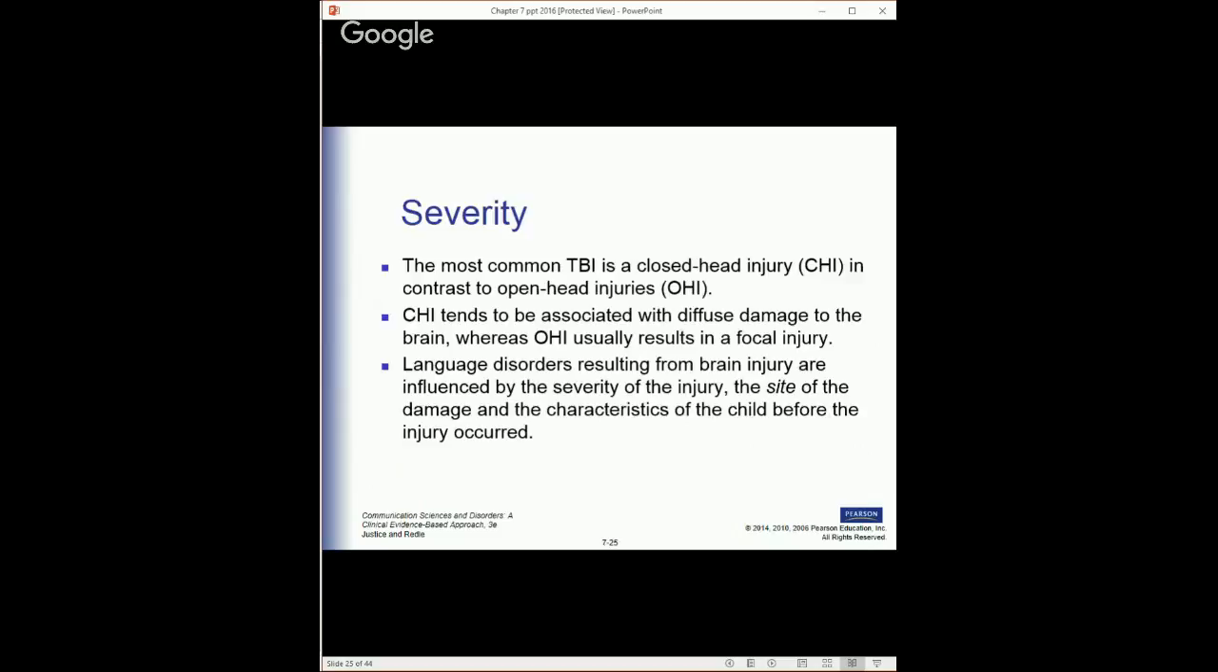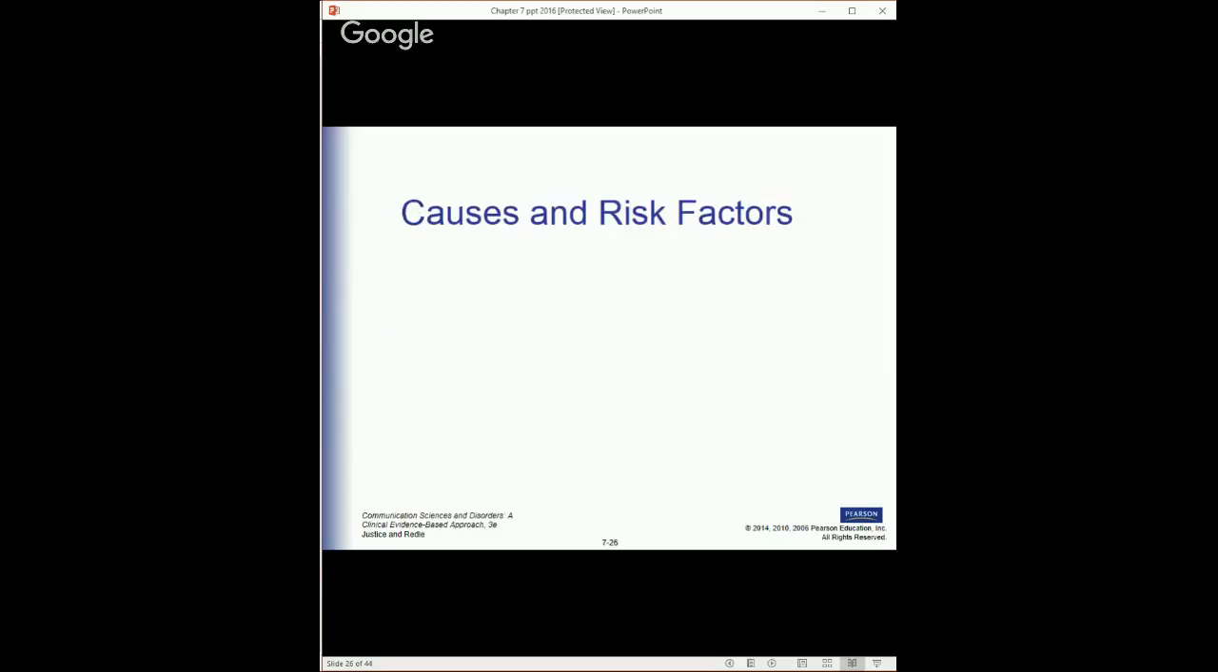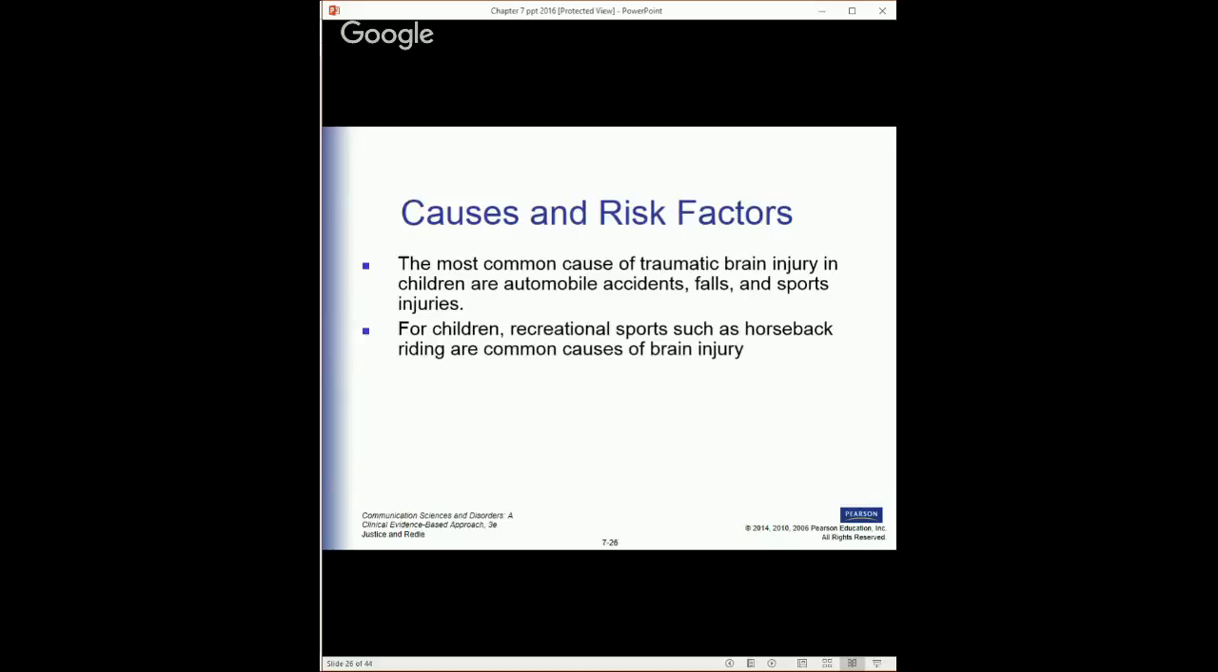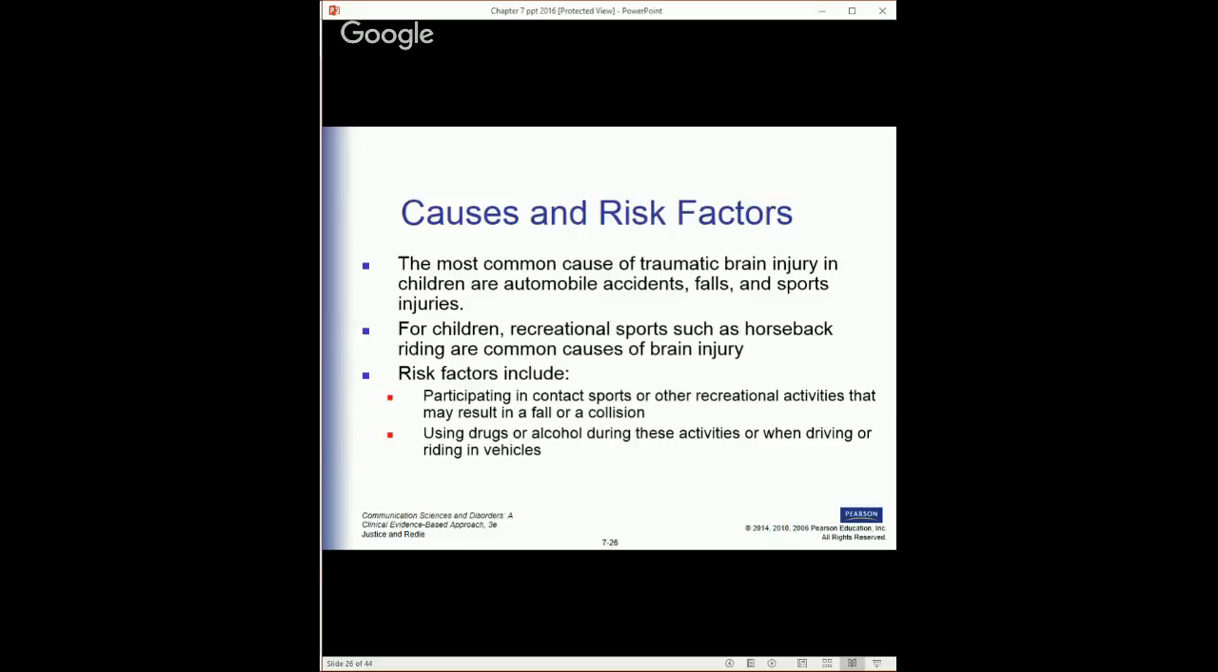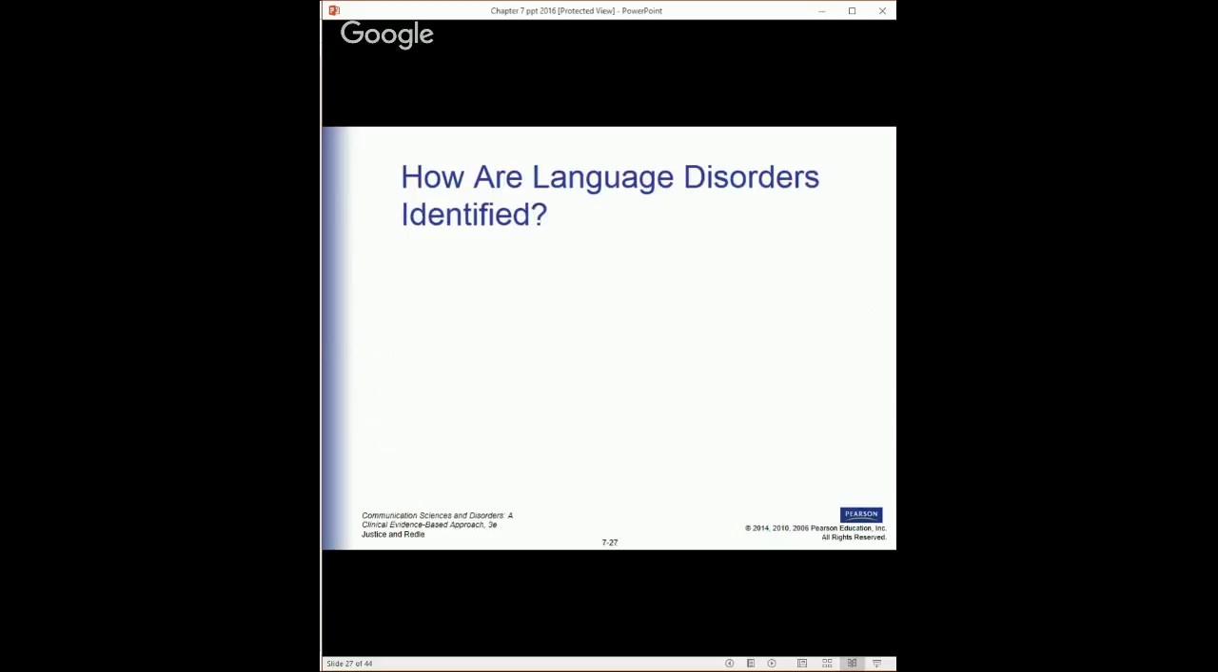Language disorders resulting from brain injury are influenced by the severity of the injury, the site of the damage, and the characteristics of the child before the injury occurred. Here we'll look at the causes that I just went over for the closed head injury, and the risk factors that go along with those causes: participating in contact sports, using drugs or alcohol during activities, or when driving or riding in vehicles.